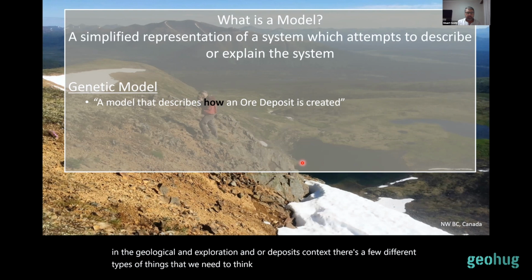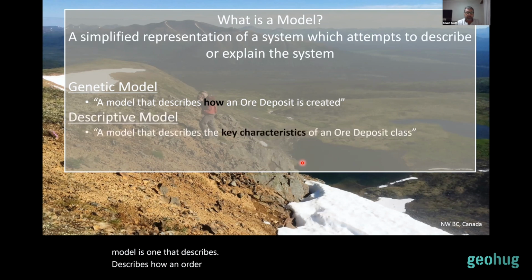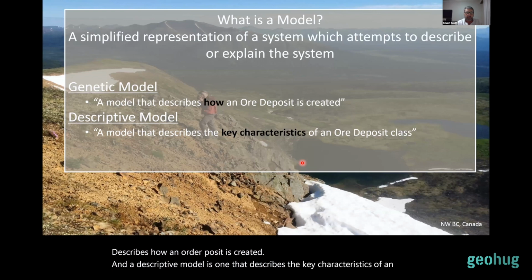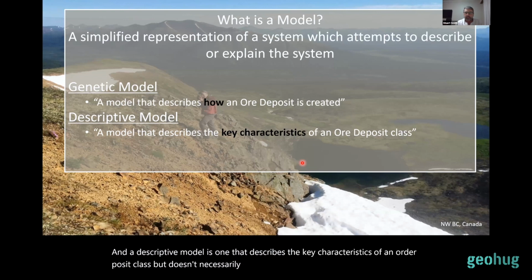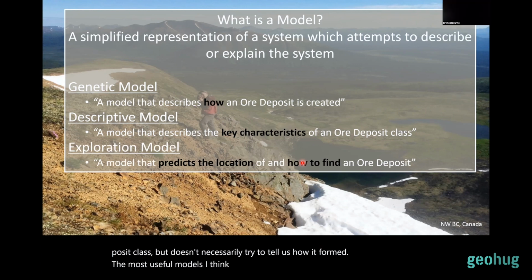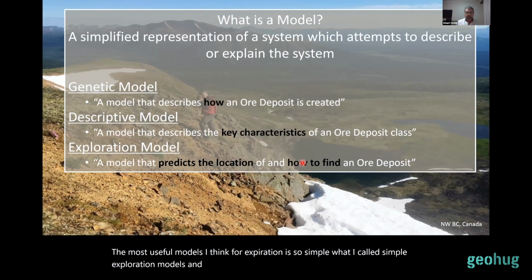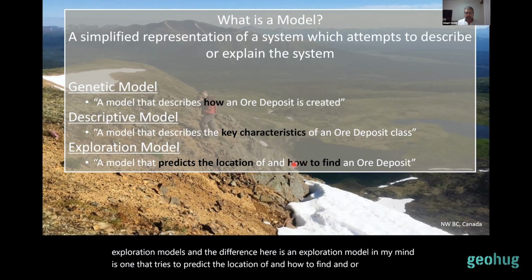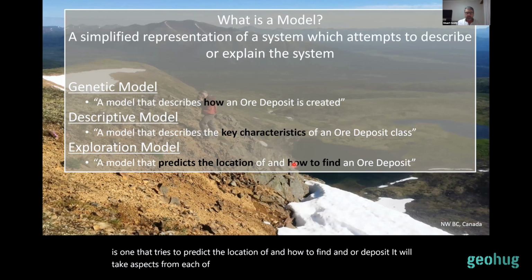So my definition of a genetic model is one that describes how an ore deposit is created, and the descriptive model is one that describes the key characteristics of an ore deposit class, but doesn't necessarily try to tell us how it formed. The most useful models for explorationists are what I call simple exploration models. An exploration model, in my mind, is one that tries to predict the location of and how to find an ore deposit. It'll take aspects from each of the former two, but it's quite a different beast.